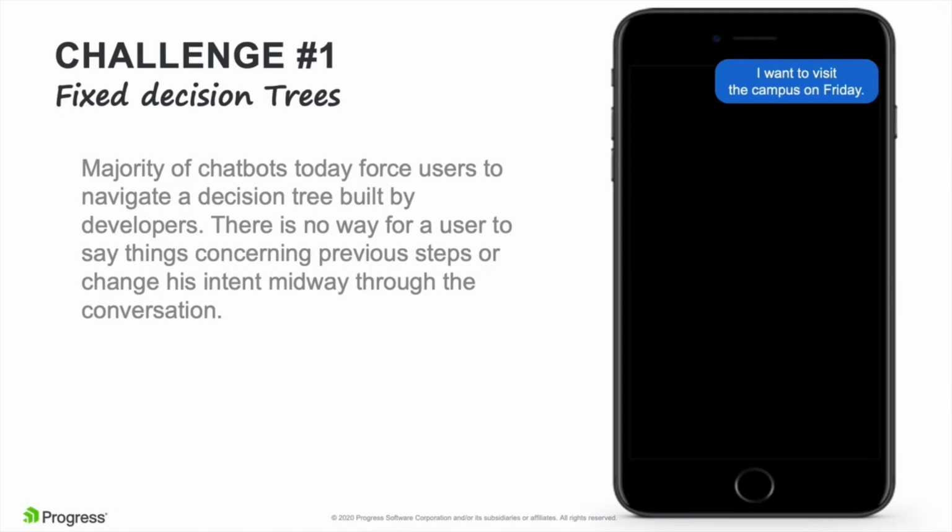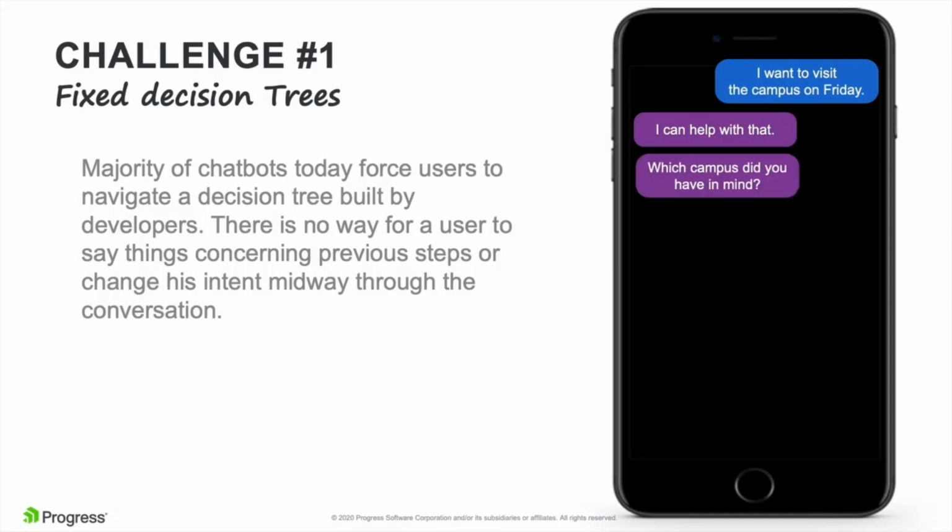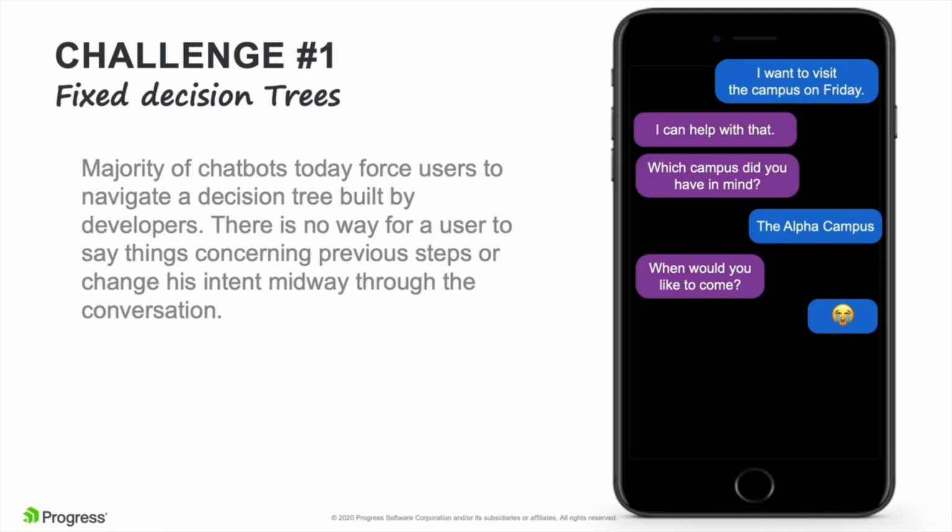So for example, if the student says, I want to visit the campus on Friday, the chatbot can say, yeah, I can help with that. Which campus did you have in mind? Yeah, it's the Alpha campus. When would you like to come? And this is kind of annoying because the student already provided the day when they wanted to come, but the chatbot had a fixed decision tree in which it first asked which campus and then the day, and there's no other way of actually handling it for it.